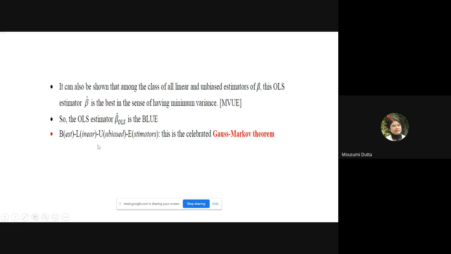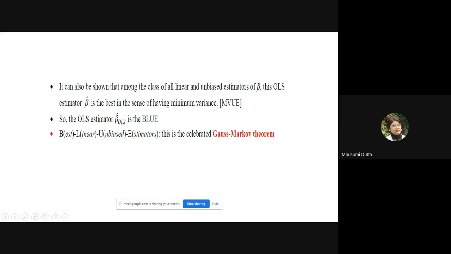So this U will not be there. Best linear unbiased estimator, BLUE. So beta hat OLS is called the BLUE, best linear unbiased estimator.